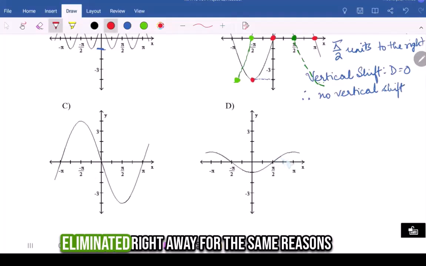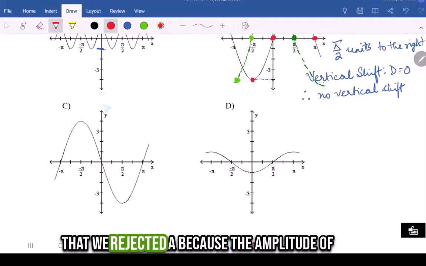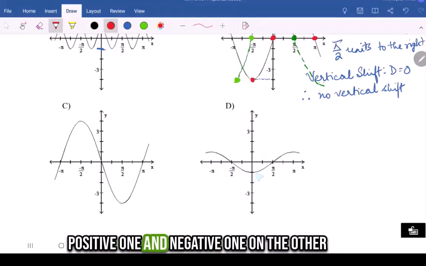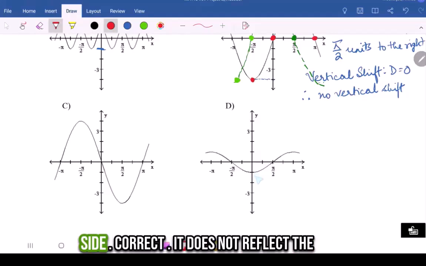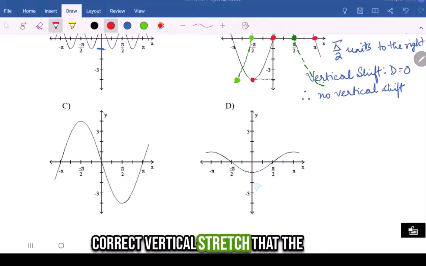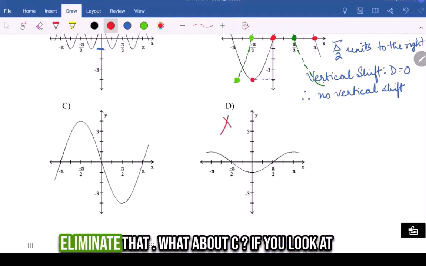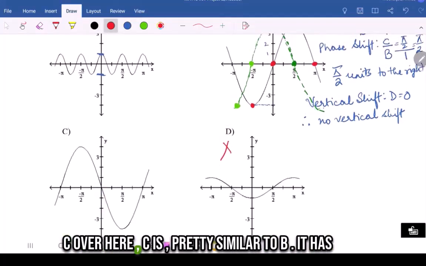D can be eliminated right away for the same reasons that we rejected A, because the amplitude of this only extends up to positive 1 and negative 1 on the other side, correct? It does not reflect the correct vertical stretch that the amplitude of 4 should have. So we can eliminate that. What about C? If you look at C over here, C is pretty similar to B.